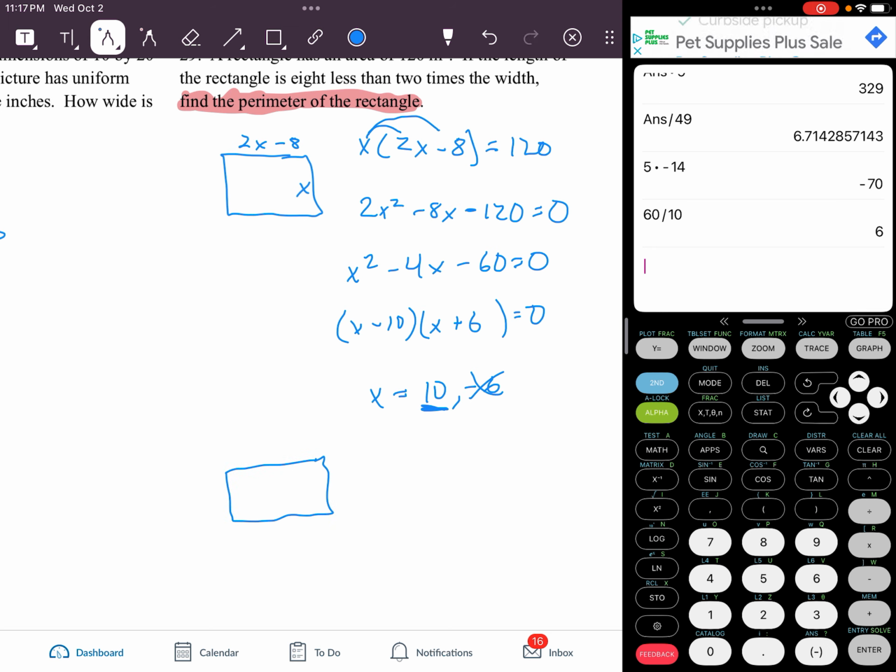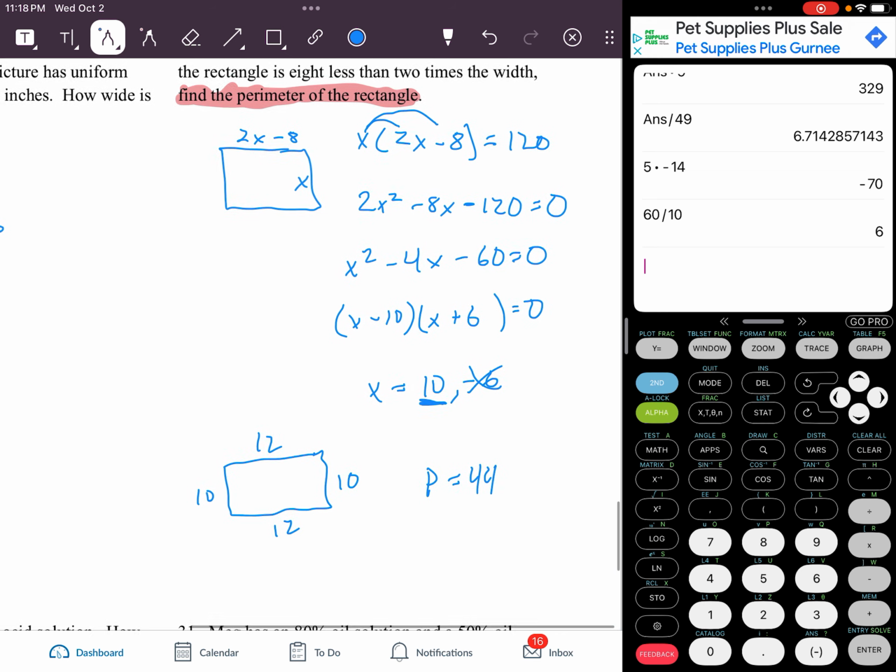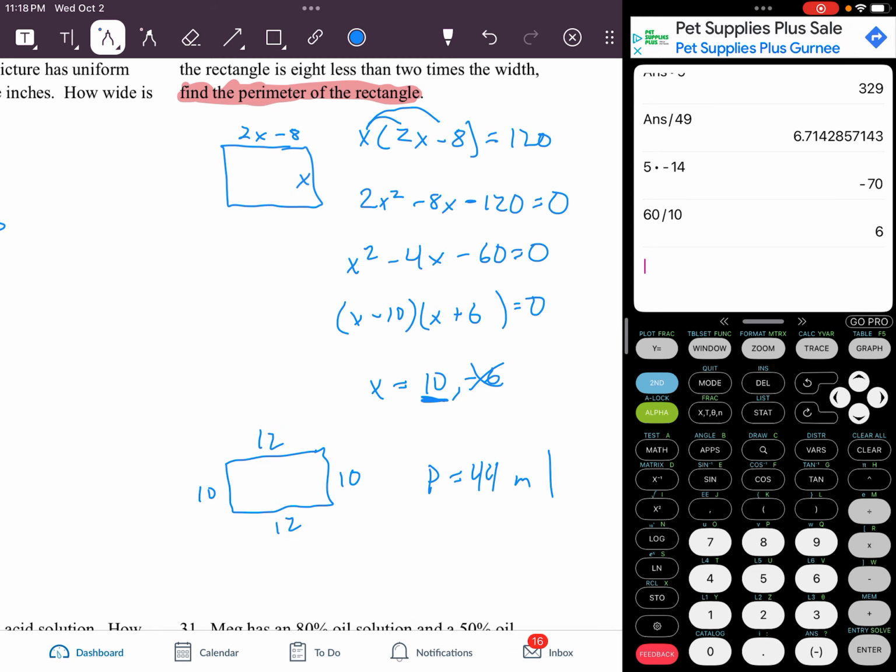All right, our width is 10. Our length is 2 times 10 minus 8. So that's 20 minus 8, which is 12. Okay, which means that this side has to be 10, this has to be 12. So if you combine all those things to find the perimeter, you're at 24, 34, 44. So the perimeter is equal to 44, what are we talking about? Meters. And there we go.